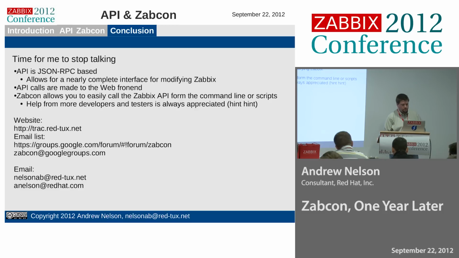So time for me to finish up on this one. A little brief overview. We talked about Zabbix and the API and Zabcon, and how it can help to simplify a lot of those capabilities. We also now have a mailing list that's new from last year. So any gripes, changes, or discussions or whatever, feel free to go to the various locations. Any questions on this one?